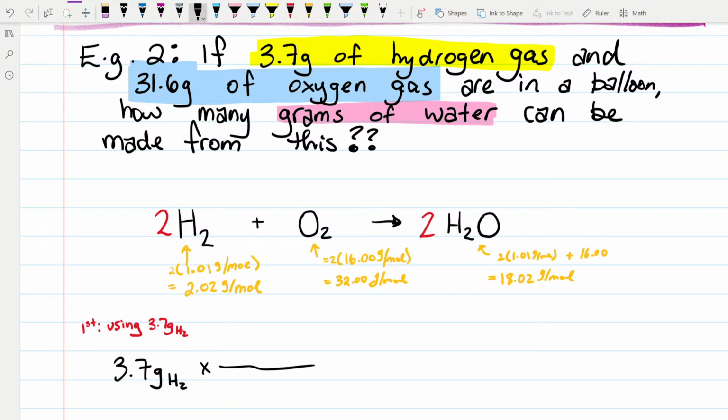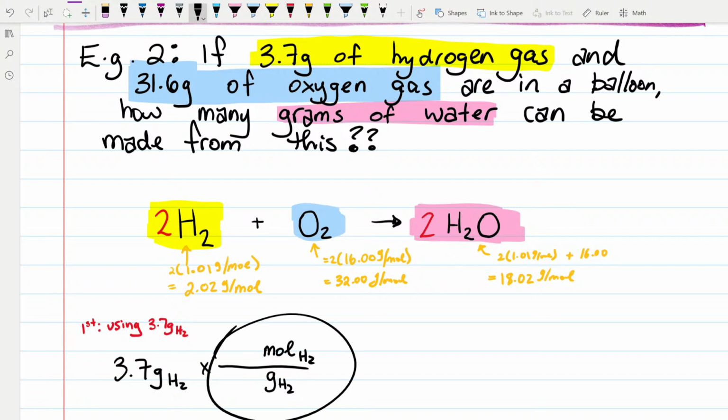And as always, we multiply by a fraction. And what we want to know is how much water can we make? How many grams of water is that? And so we're going to take grams of hydrogen and react it with grams of oxygen to produce grams of water. So in this case, we're going to say 3.7 grams of hydrogen, and I don't want grams of hydrogen. Instead, I want to talk always about moles of hydrogen. And where would we get that number?